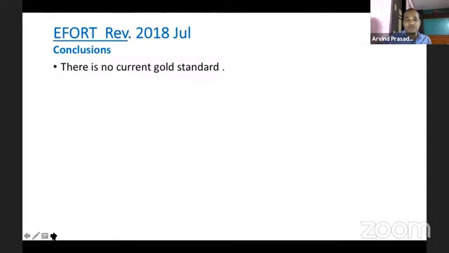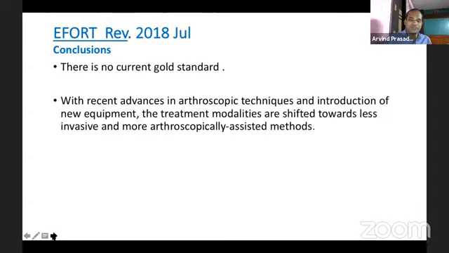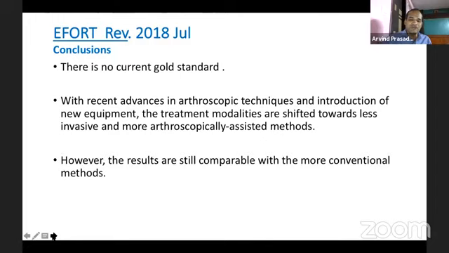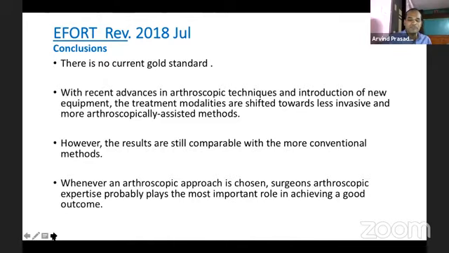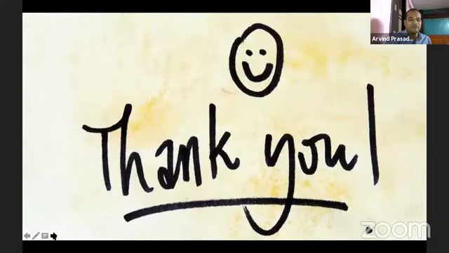Again, a recent review in 2018 says there is no current gold standard for treatment. With recent advancement in arthroscopic technique and the introduction of new equipment, there is a shift toward less invasive and more arthroscopic-assisted methods. However, results are still comparable to the more conventional method. And whenever an arthroscopic approach is chosen, the surgeon's arthroscopic expertise probably plays the most important role in achieving a good outcome. Thank you.